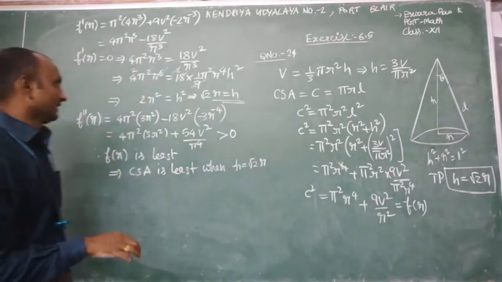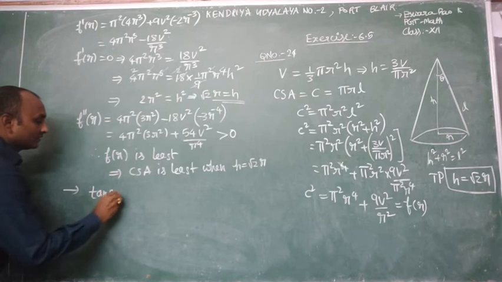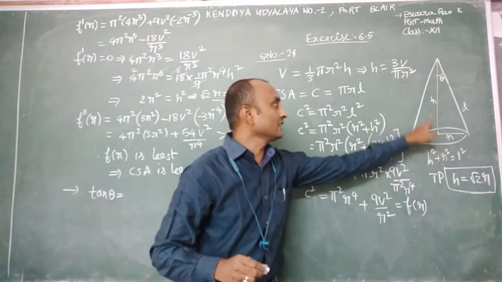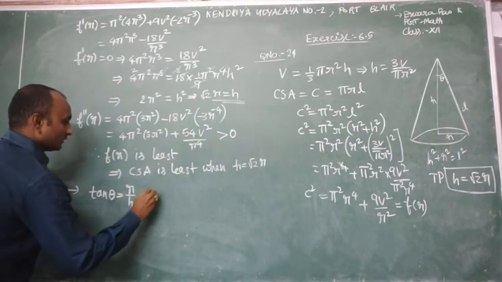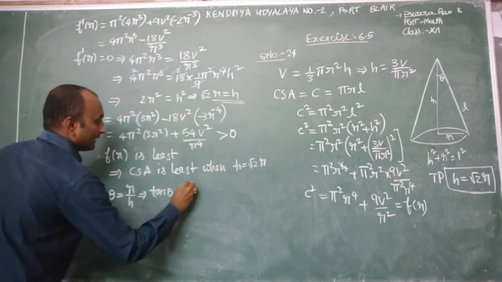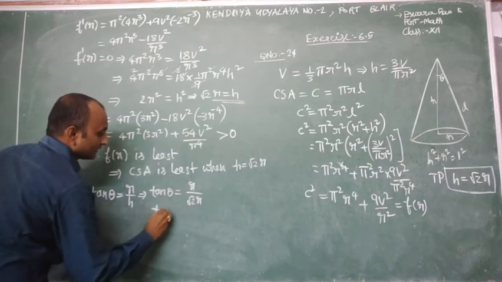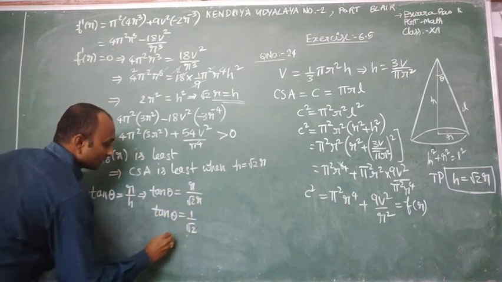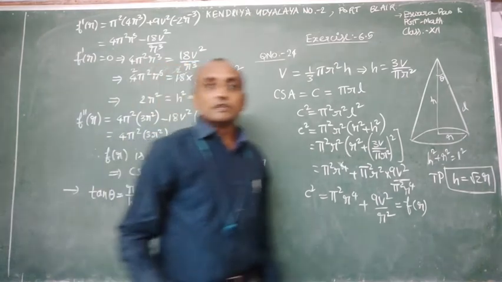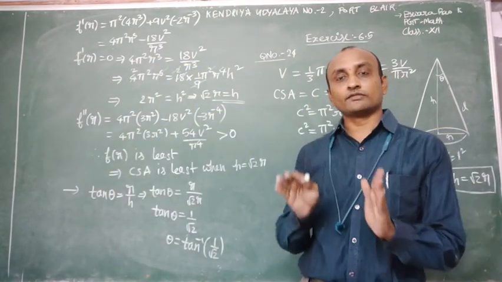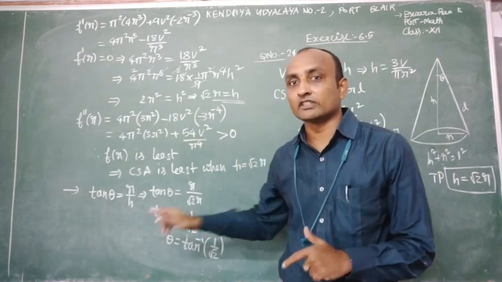Let us see how we get it. Semi-vertical angle means you should take tan theta, which is equal to opposite by adjacent, r by h. So tan theta is equal to r by, what is h? Root 2 r, the critical point. So tan theta is equal to 1 by root 2. Theta is equal to tan inverse 1 by root 2. What was the question? Prove that the semi-vertical angle of the cone with given volume and least curved surface area is tan inverse 1 by root 2.